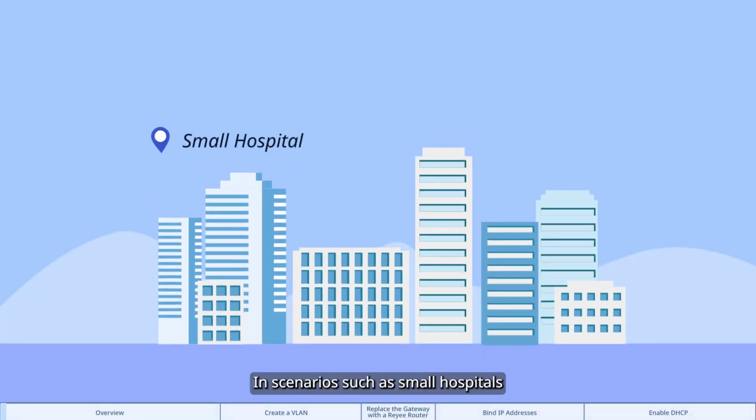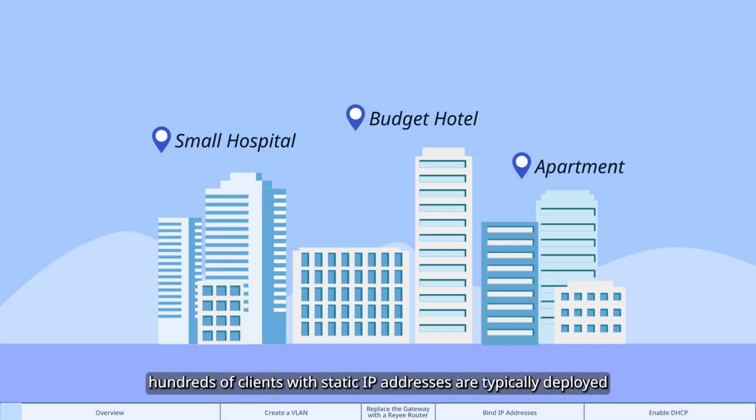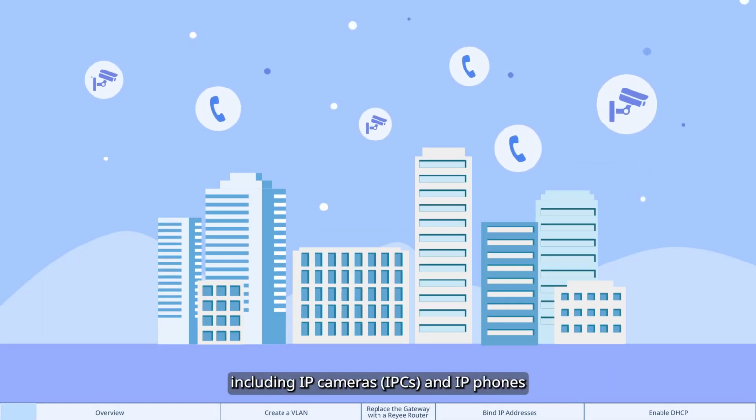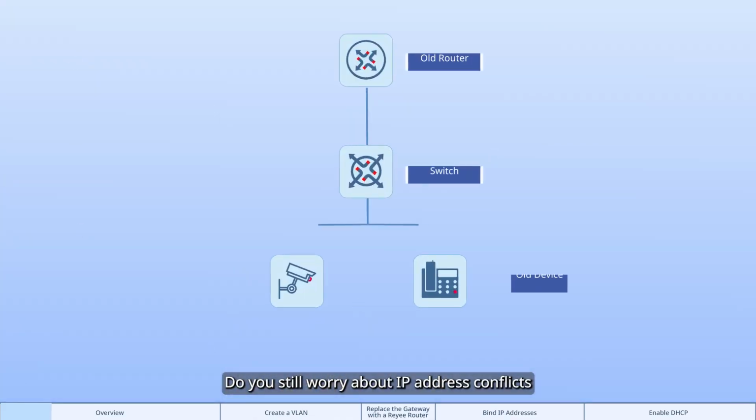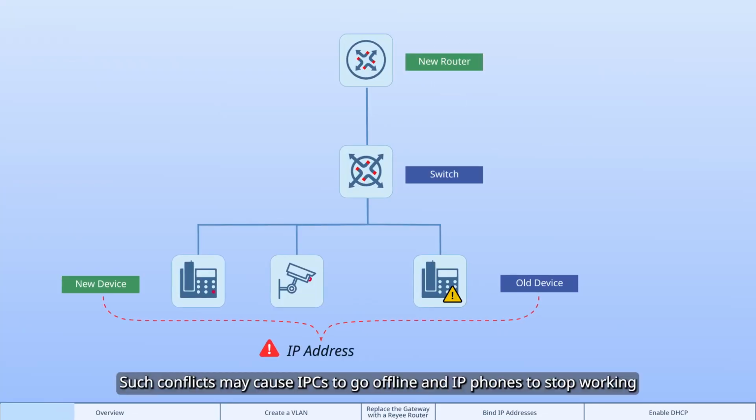In scenarios such as small hospitals, budget hotels, and apartments, hundreds of clients with static IP addresses are typically deployed, including IP cameras and IP phones. Do you still worry about IP address conflicts between new and existing clients when the gateway is replaced? Such conflicts may cause IPCs to go offline and IP phones to stop working.